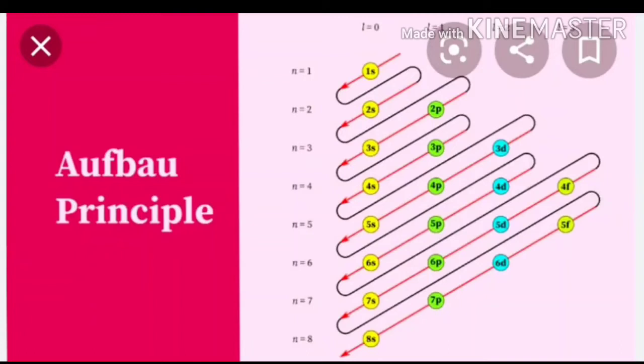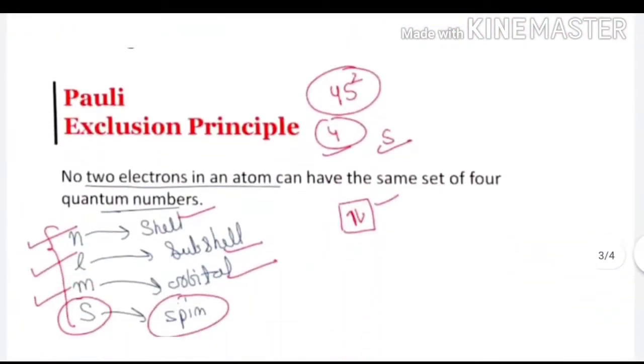Now the next one we are going to learn about is Pauli's exclusion principle. According to this principle, no two electrons in an atom can have the same set of 4 quantum numbers. So students, what do you understand by this? No two electrons of an atom can have the same values of all the 4 quantum numbers. For example, consider the values of the 4 quantum numbers for the 2 electrons present in the 3s orbital, 3s2.